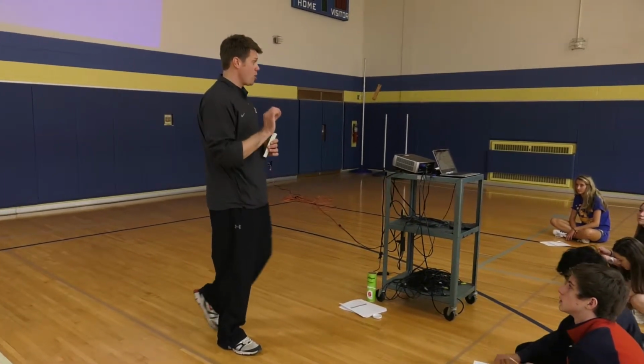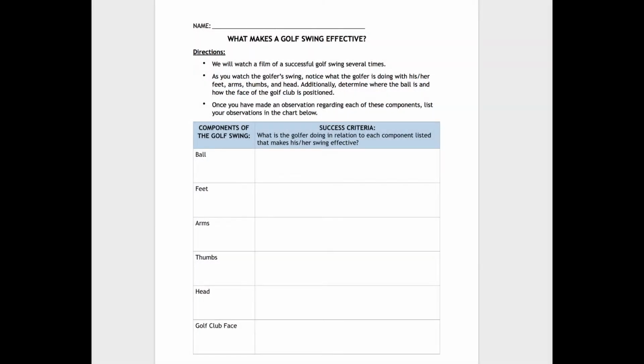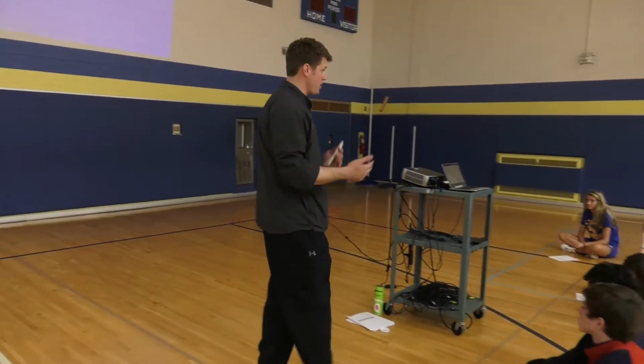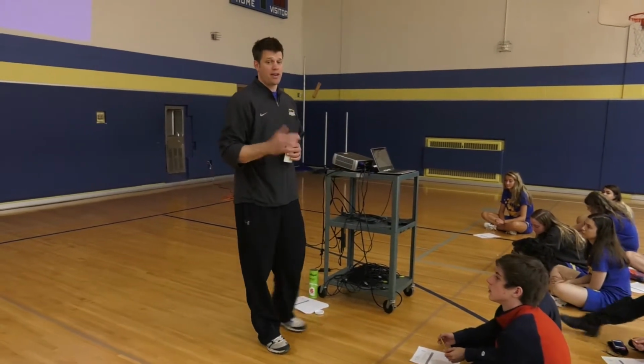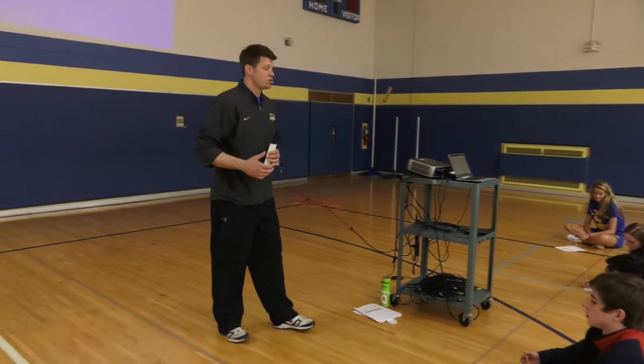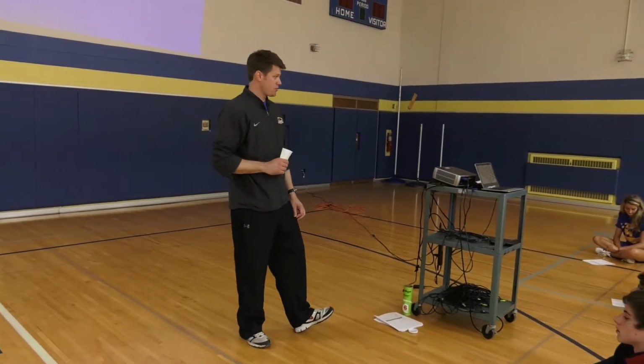So every time, once you move from one component, the first one's the ball. Once you make a note about the ball, then you move on to the next component. Again, this is going to be about a 2 to 3 minute activity. You're working independently, and then afterwards you're getting an opportunity to work as a group. Questions on the directions or the expectation?